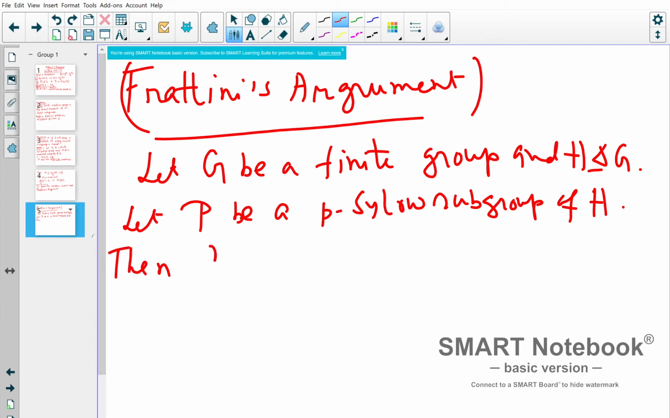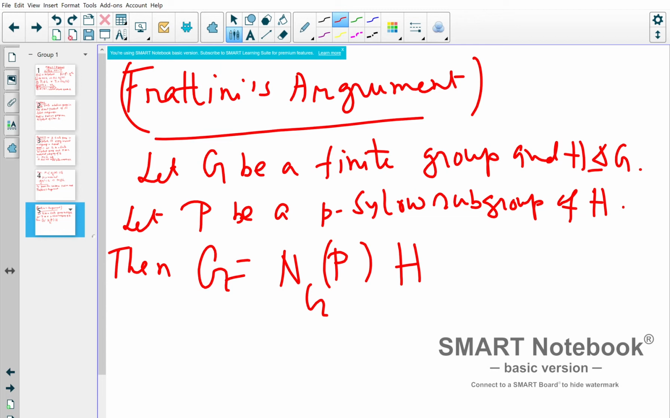Then G is actually the internal direct product of the normalizer of P inside G times H. So what does that mean? That means every element of G can be written as a product of an element from H and an element of the normalizer of P in G. This is the meaning of that.